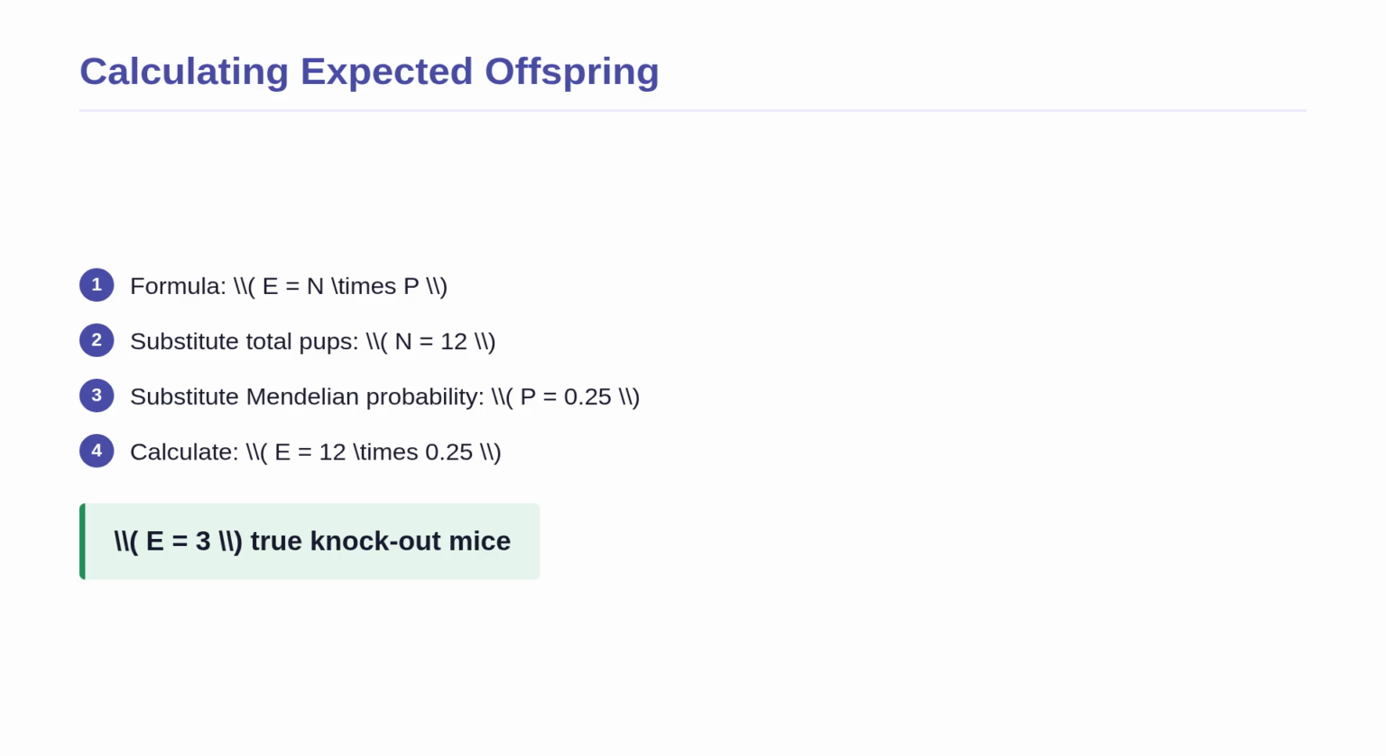Let us see this formula in action with a concrete example. A researcher breeds two heterozygous mice, and the female gives birth to a litter of 12 pups. We need to calculate the expected number of true homozygous knockout mice. We know our formula is E equals N times P. We substitute N with 12 because there are exactly 12 pups born. We substitute P with 0.25 because the cross of two heterozygotes yields a 25% chance for the offspring to inherit the knocked out allele from both parents.